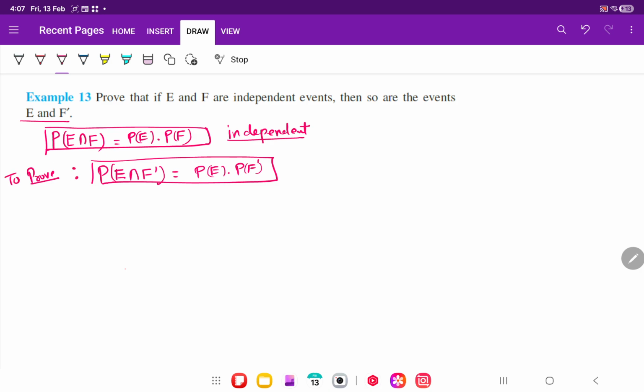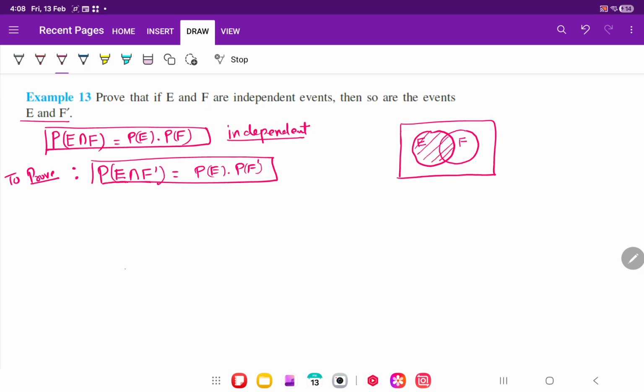So let us start from a Venn diagram to understand what E intersection F dash is. This is the Venn diagram that we are supposed to show. Suppose this is E event and this is F. So we need E intersection F dash. What is E? Only E. So only E is this, correct?